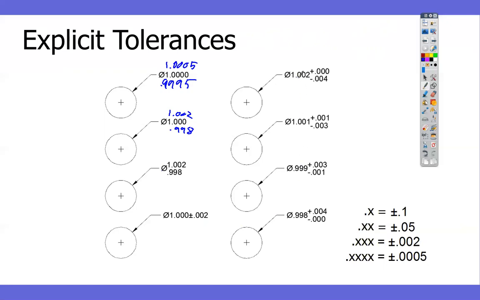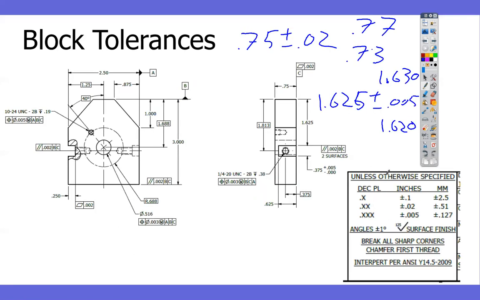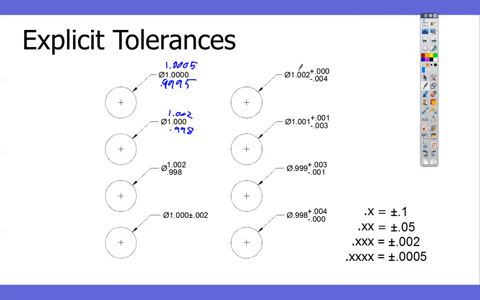So it means that these block tolerances don't apply, because now we're looking at the tolerance on each one. Okay? And that's what it means when it says otherwise specified. Yeah, because now it's being specified. So yes, these are the tolerances unless otherwise specified. Now it's being specified, so now this is what applies.